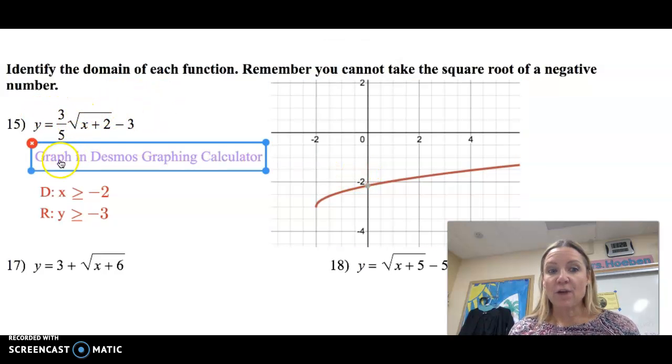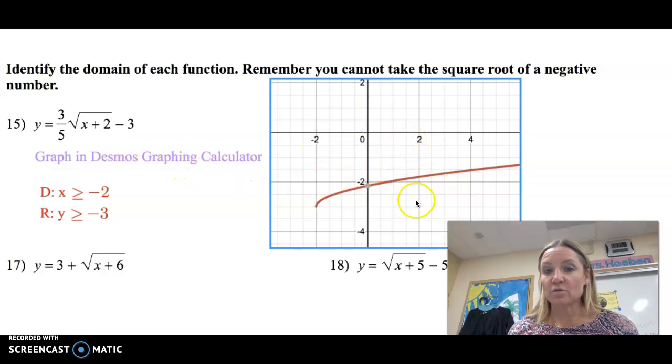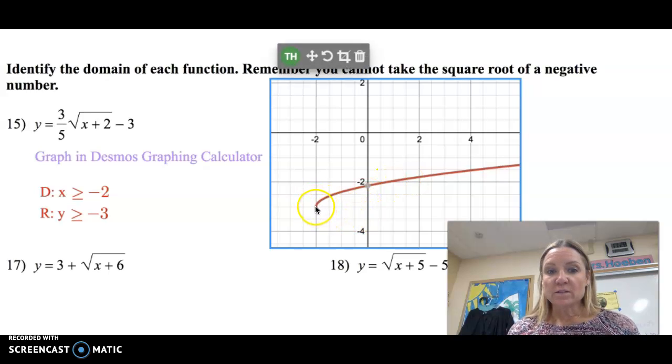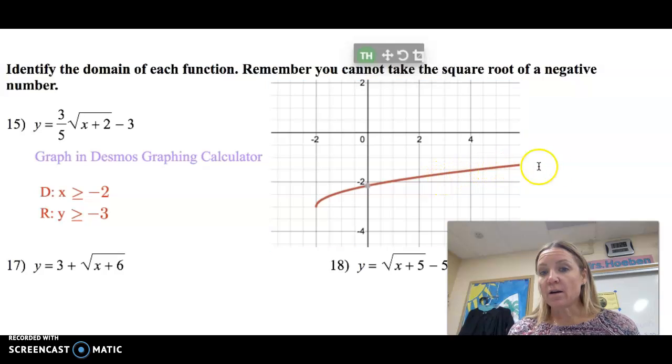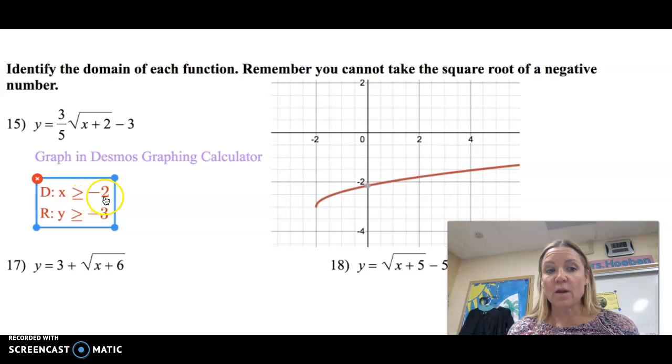equation and I graphed it in my Desmos graphing calculator, and here's a screenshot of what that looks like. What you're going to notice is there's a point where it starts right here, and that point is at -2, -3. So the domain is going to be what are the x values? The x values start at -2 and continue on and on forever to positive infinity. So it's going to be when x is greater than or equal to -2.